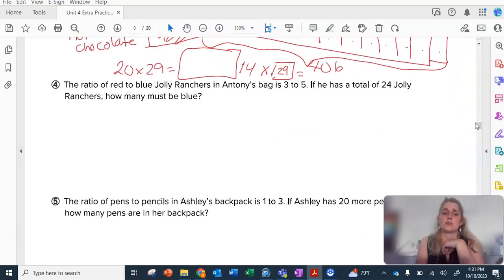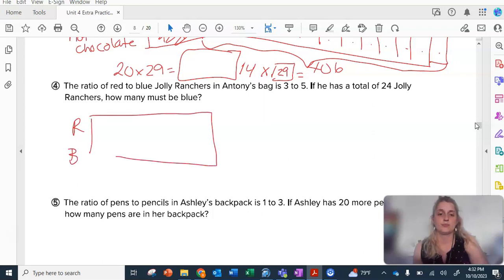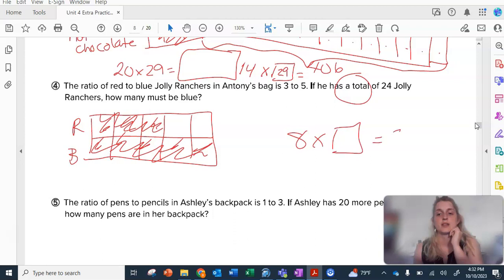Oh, I was going to say last one, but whoa, we got a lot more. The ratio of red to blue Jolly Ranchers is 3 to 5. Red to blue. 1, 2, 3, 4, 5 sections. If you had a total means we're going to add them all up. 1, 2, 3, 4, 5, 6, 7, 8 equals the number from my problem, 24.